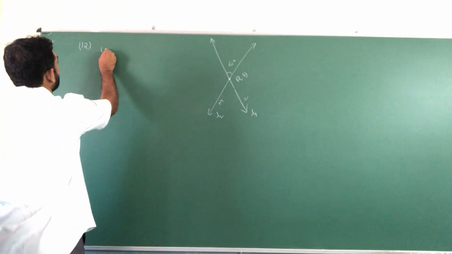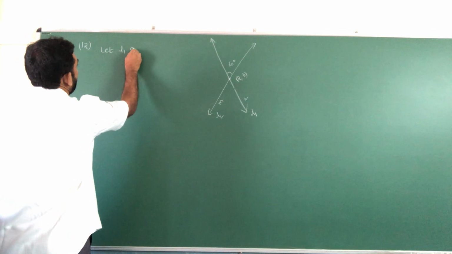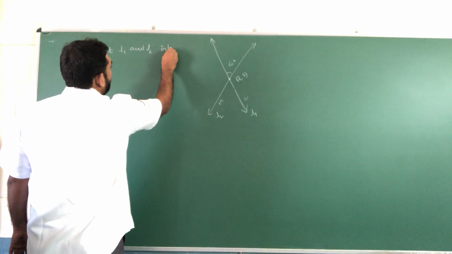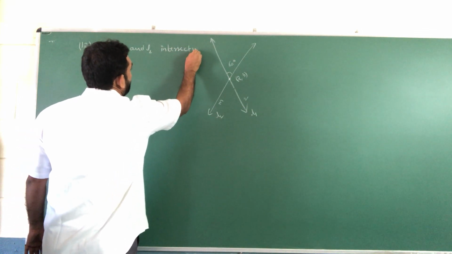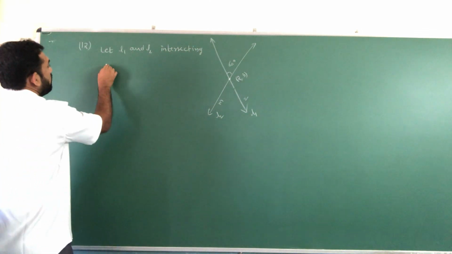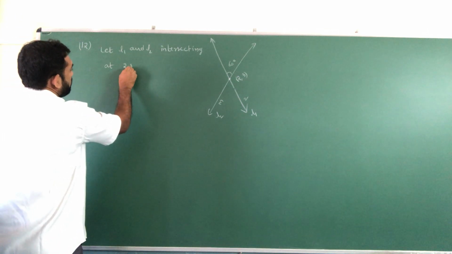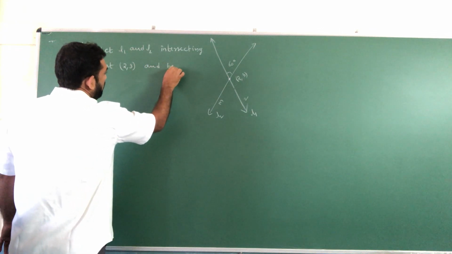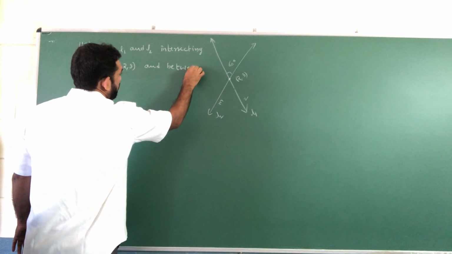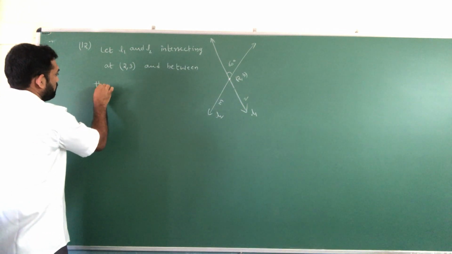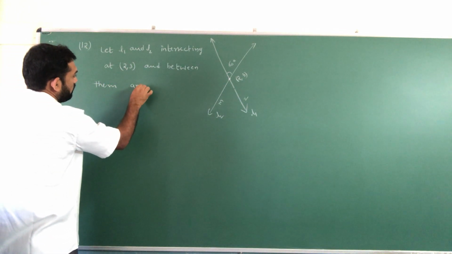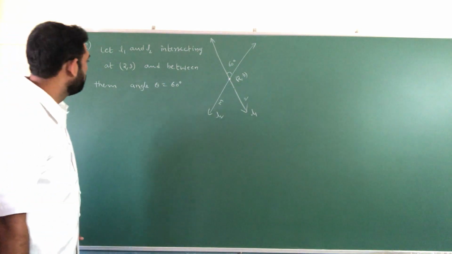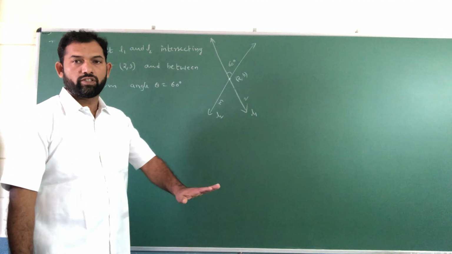Let L1 and L2 intersect at (2, 3), and between them the angle theta is equal to 60 degrees. This is given.